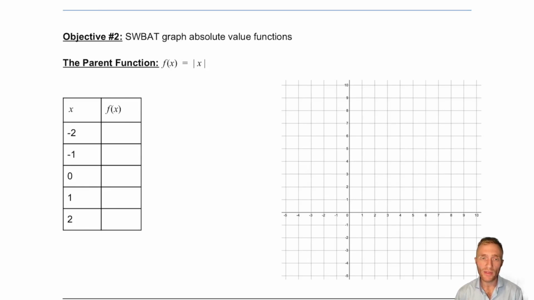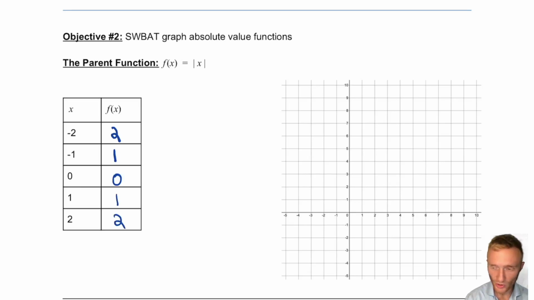So let's say we had the absolute value of x and we plugged in negative 2. If a negative 2 goes in, a positive 2 comes out. The absolute value of negative 1 is 1. The absolute value of 0 is 0. The absolute value of 1 is 1. The absolute value of 2 is 2.